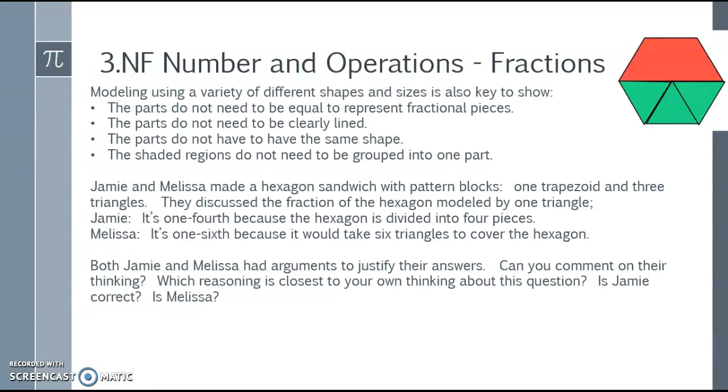In my opinion, I would say that Melissa would be the correct one, as I would need 3 more triangles in order to fill up our hexagon. So 1 triangle is 1/6 of the hexagon. Although there are 4 pieces, not all the pieces are the same size. It's important that, again, our unit is the same. A half of a hexagon and 3 triangles are not the same size or unit.